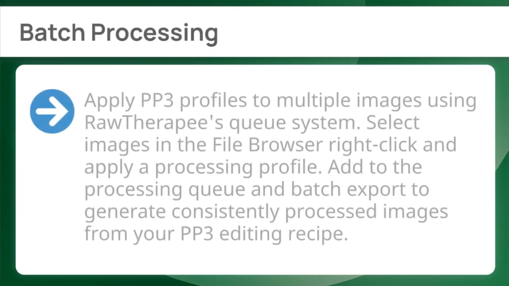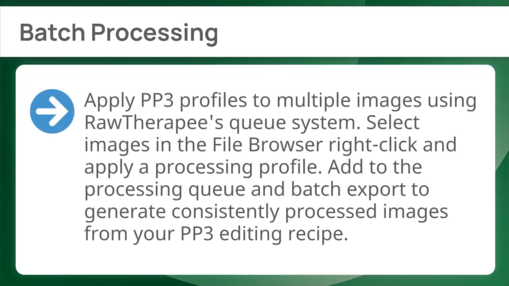Finally, batch processing. Apply PP3 profiles to multiple images using RawTherapee's queue system. Select images in the file browser, right-click, and apply a processing profile. Add to the processing queue and batch export to generate consistently processed images from your PP3 editing recipe.